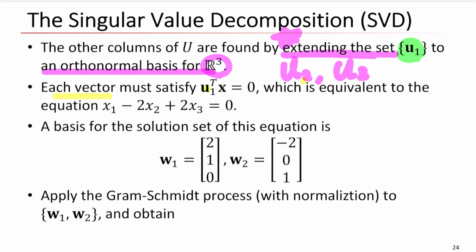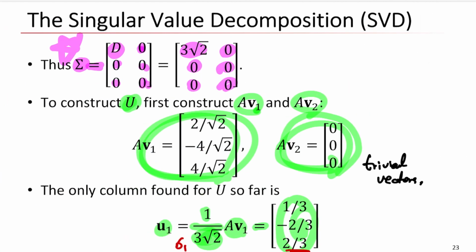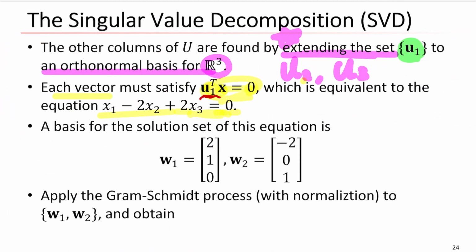But here I just use this equality. Each vector U2 and U3 must satisfy U1 times x is equal to 0. It means that each vector x, U2 or U3, should be orthogonal to U1, right? So this is the one constraint, which is equivalent to an equation like this. Because U1 is here, by computing U1 transpose times x, we have an equation something like this, right?